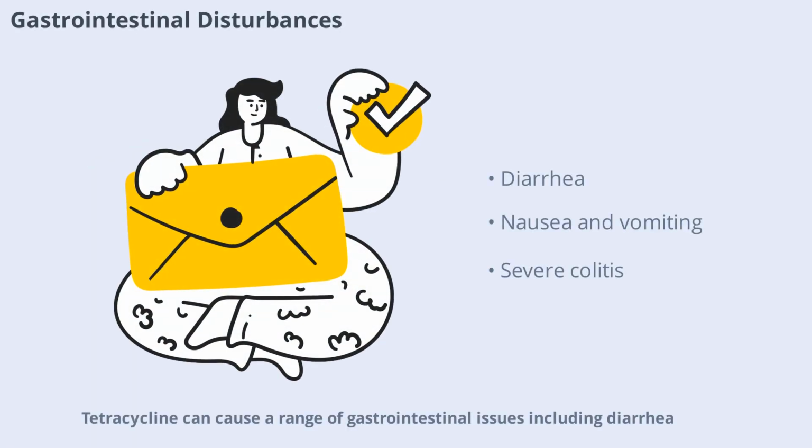Tetracycline can cause a range of gastrointestinal issues including diarrhea, nausea, vomiting, and severe colitis. These symptoms may affect patient compliance and comfort. It's important to monitor for these effects and adjust therapy if necessary, ensuring that the benefits of treatment outweigh the risks.